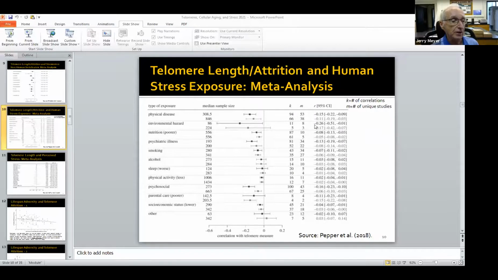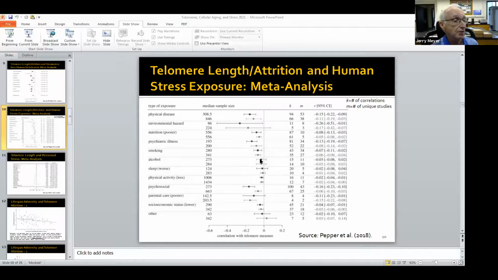And don't worry about all the numbers here. You can just look at the graphic. So this is a physical disease. You can see a significant effect here. This would be the 0 here. Again, confidence interval: as long as the confidence interval does not overlap 0, it means we have a significant effect. Psychiatric illness in this meta-analysis was associated with telomere shortening.